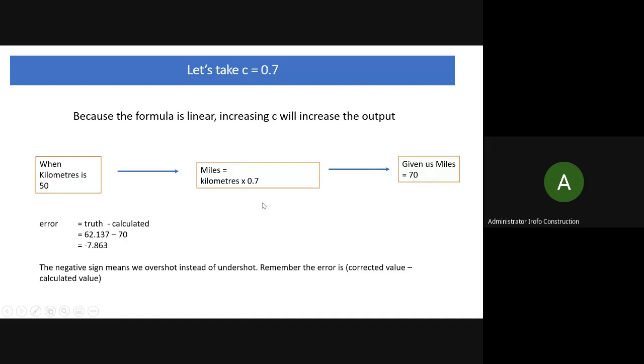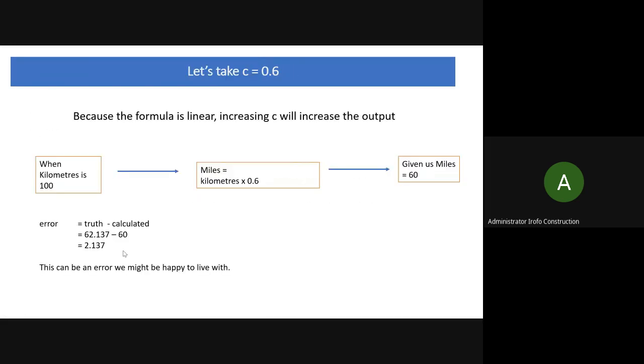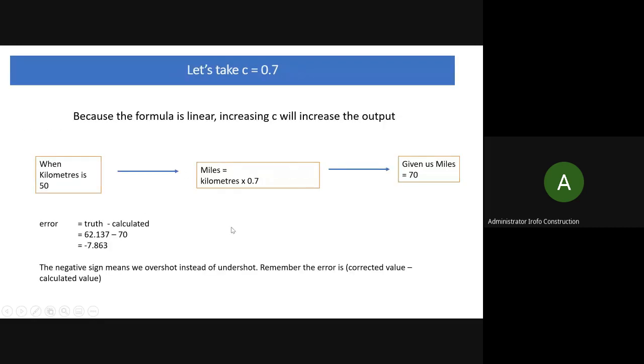When you use 0.7, the truth minus our calculated value is rather giving us negative 7.8863. So 0.7 was giving us negative 7.863 as compared to when you use 0.6. 0.6 gives us 2.137. So between these two, which one do you prefer?